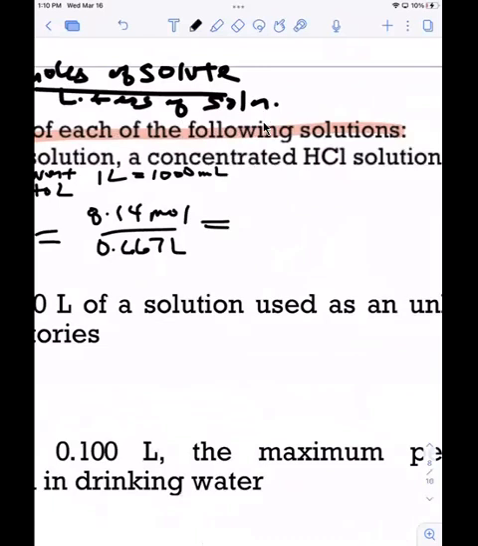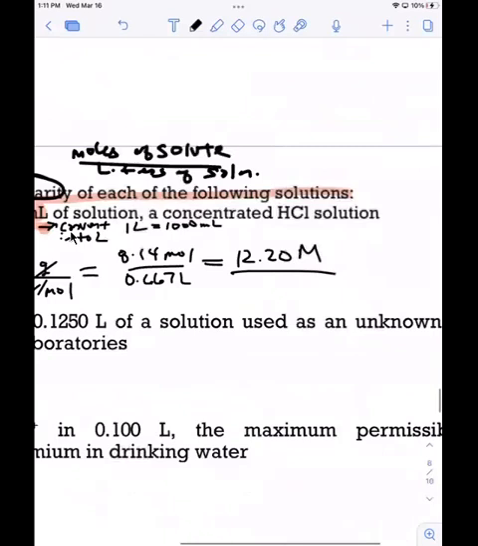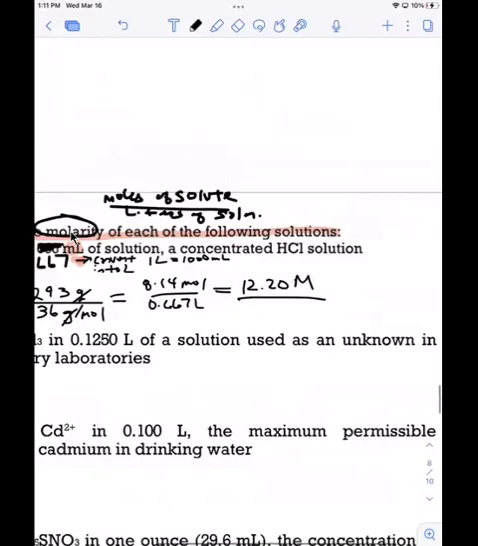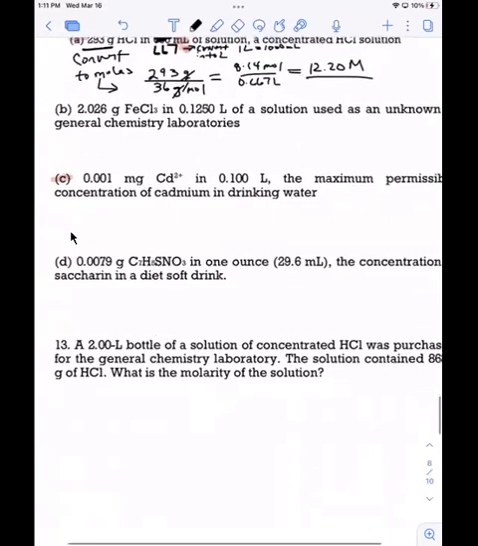Yeah, thank you, Mary. I just saw. For this one, I got 12.20. So it says 12.20 molar, where the big M is for molarity. All right, and let's do, we said we would do C.